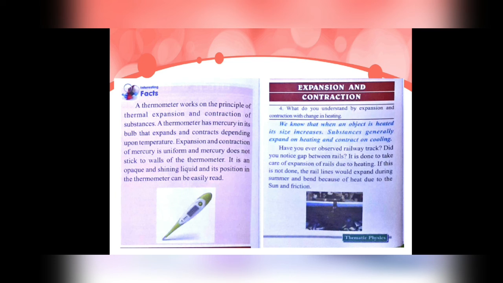The next topic is expansion and contraction. Here we will only talk about thermal expansion and thermal contraction. Now we know that when an object is heated, its size increases. Substances generally expand on heating and contract on cooling. This we have already learned, how the size increases or decreases. Have you ever observed railway tracks? Did you notice gaps between rails? If you have noticed, then very good. It is done to take care of the expansion of rails due to heating.